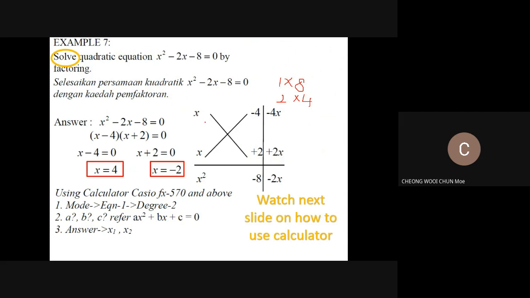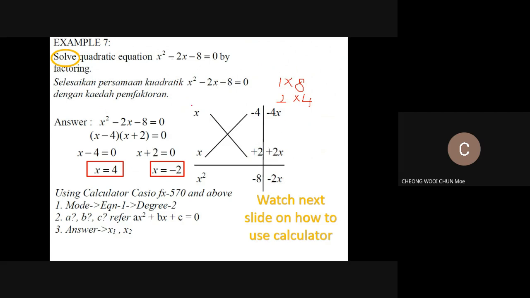So positive, positive, x squared, same. Negative, positive, negative. 2, 4 times 2, 8, so negative 8. And from here, negative 4 times x, negative 4x. x times positive 2, positive 2x. Negative 4 plus 2, negative 2x. You can use calculator. So same or not? Same.